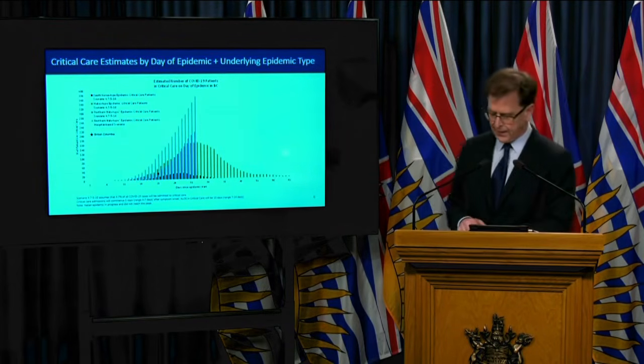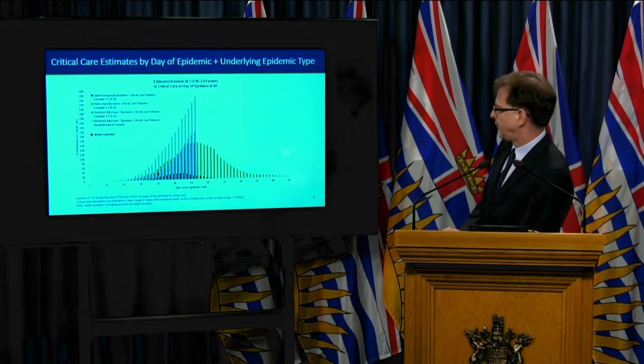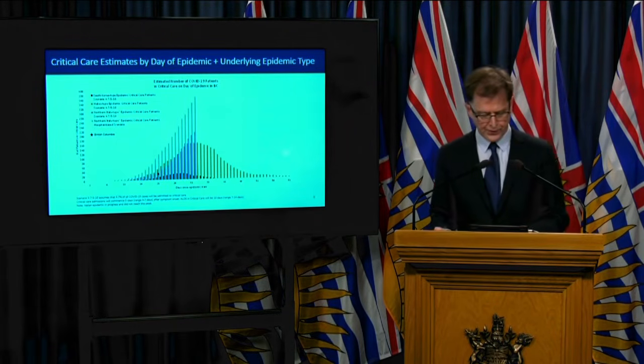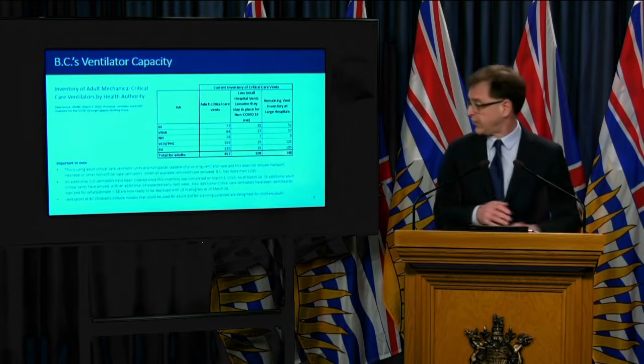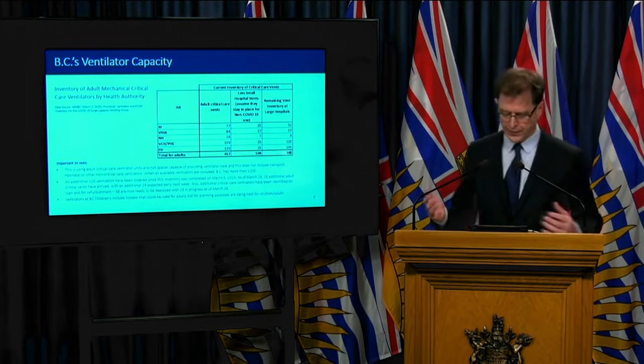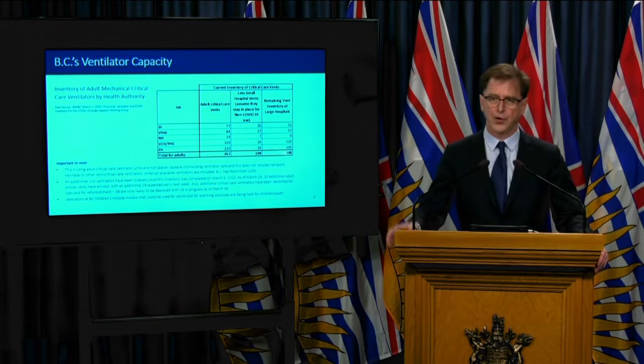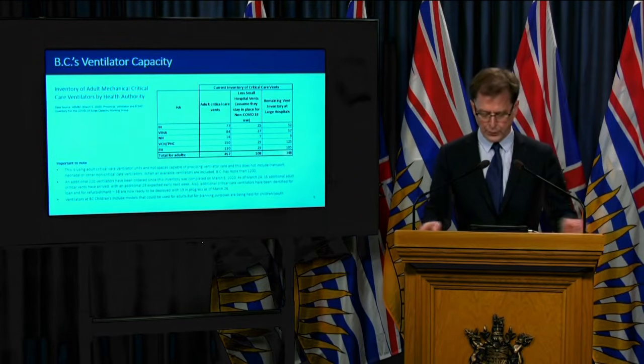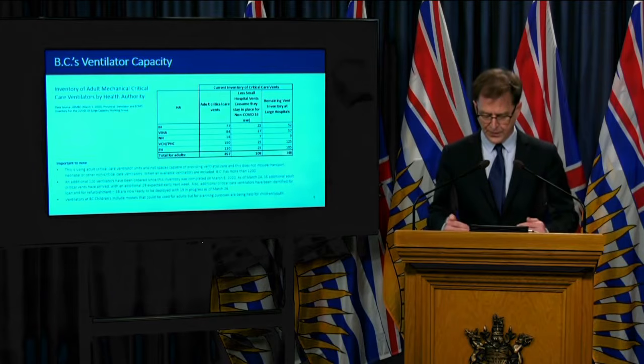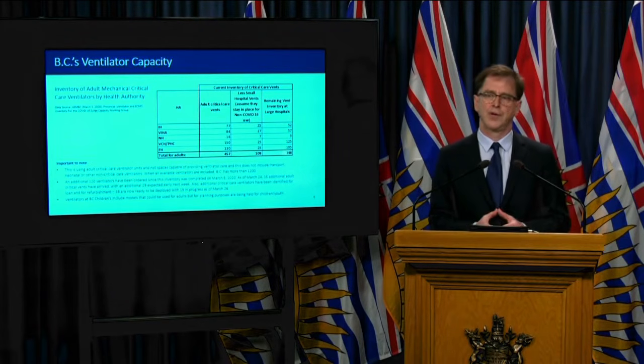And on the side, you're seeing what that would mean for patients in British Columbia based on those various models. The next slide addresses our ventilator capacity. So we told you we have 1,272 ventilators currently, or we did last week when we reported out on the number of ventilators in BC, but we're using conservative models there.